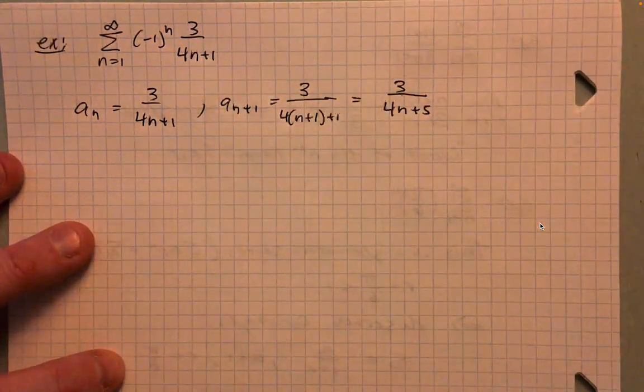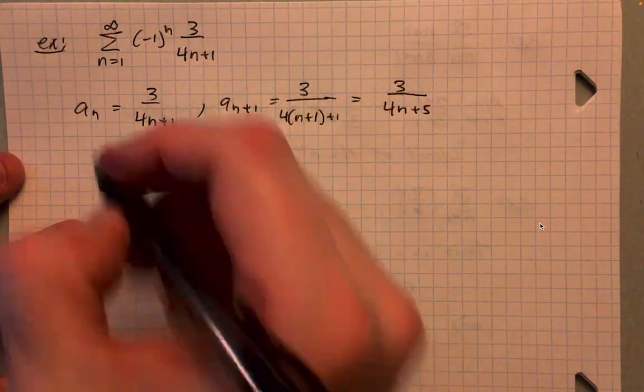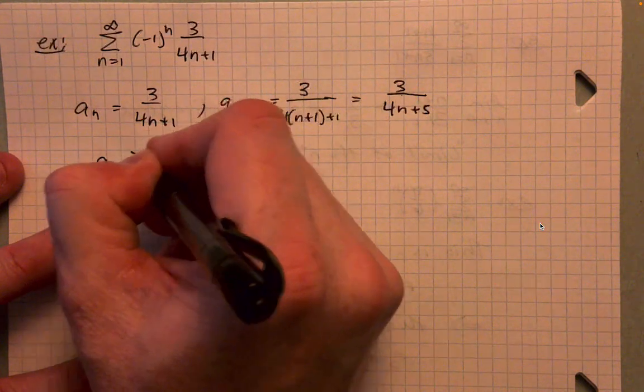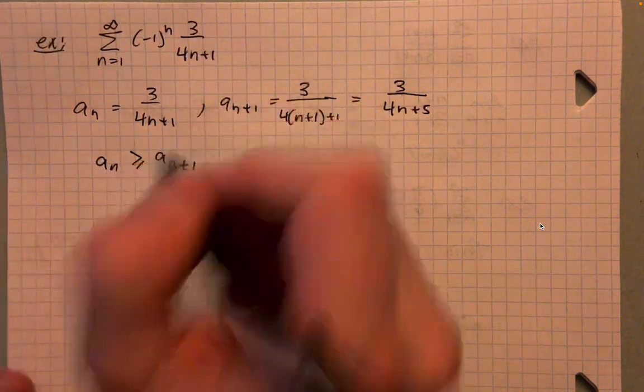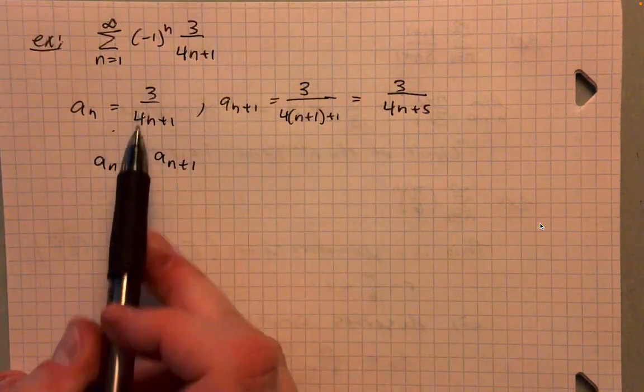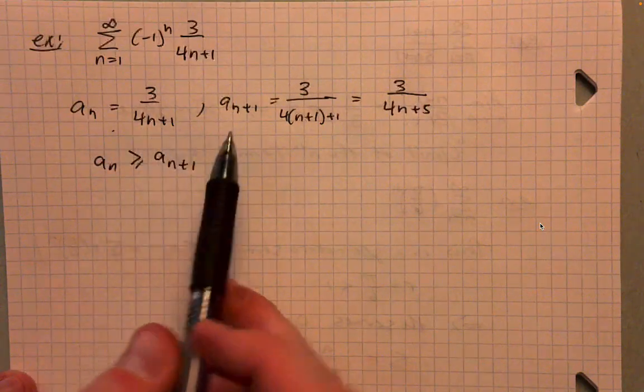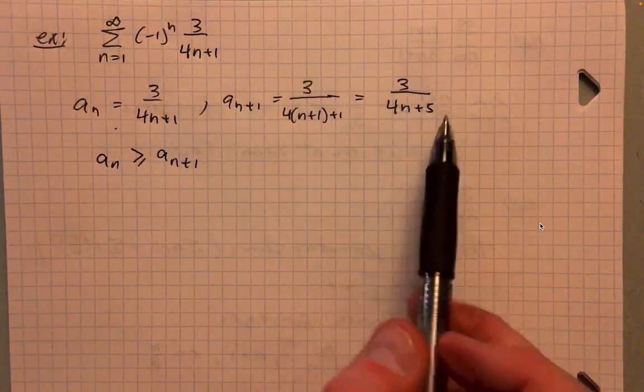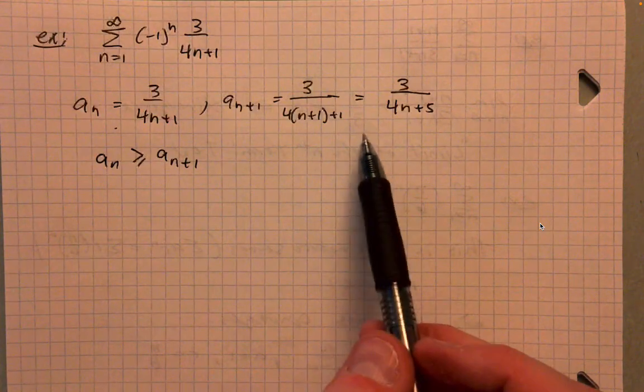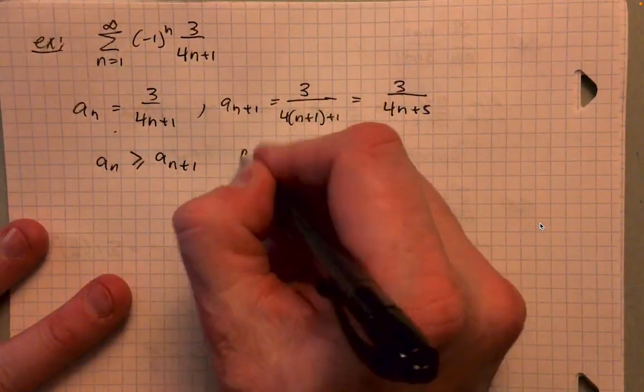So definitely we have a_n greater than or equal to a_(n+1), right? Because 3 divided by 4n plus 1 is definitely larger than 3 divided by 4n plus 5, right? And that's going to be true for all n.